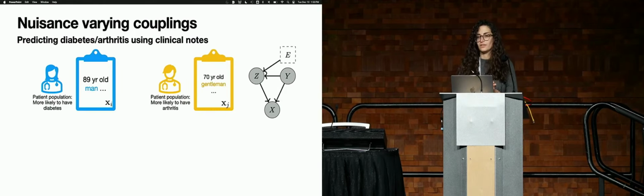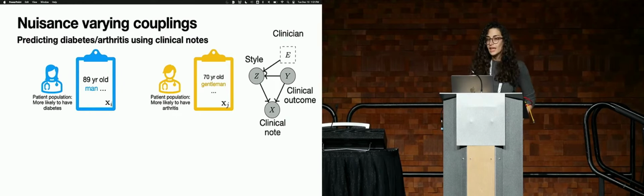Whenever Dr. Alice sees a patient, she might say something like, "I saw an 89-year-old man," whereas Dr. Bob would say something like, "I saw a 70-year-old gentleman." So there's a difference in style here. In this problem, our inputs are the text in the clinical notes, whereas Y is the clinical outcome, here diabetes or arthritis. The nuisance here is the style of writing, and which clinician the data is sampled from will affect the style.